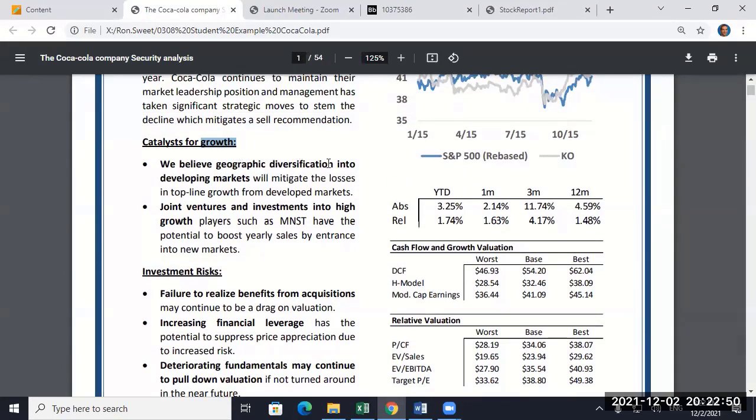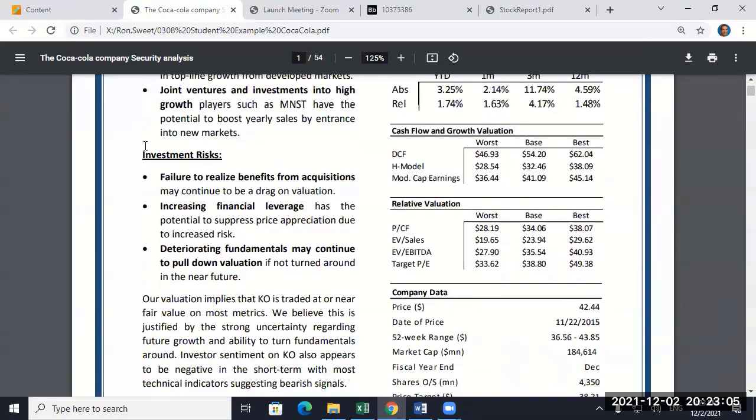We believe geographic diversification in developing markets will mitigate the losses in top line growth in developed markets. Joint ventures and investments in the high growth players such as Monster have the potential to boost yearly sales by entrance into new markets. Investment risk, failure to realize benefits from acquisitions. Now you're curious what acquisitions are they doing, but obviously they're trying to get into the water and the tea and all those kind of things.